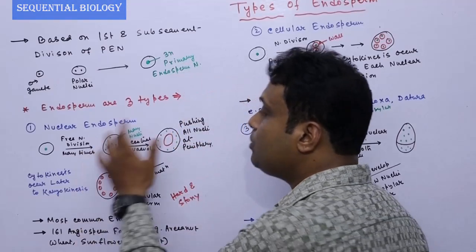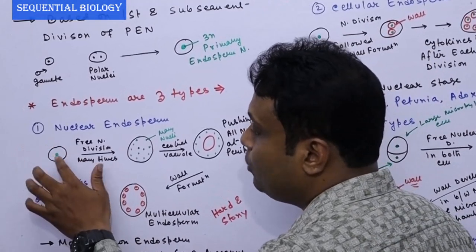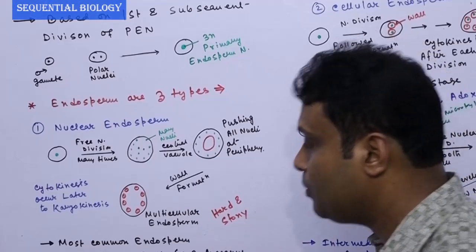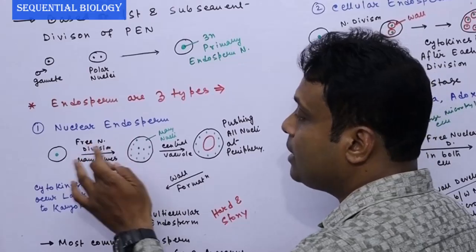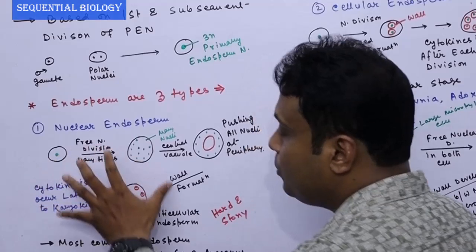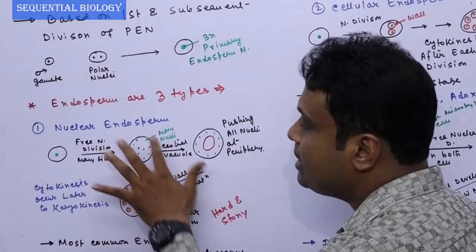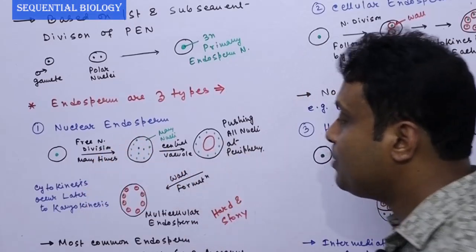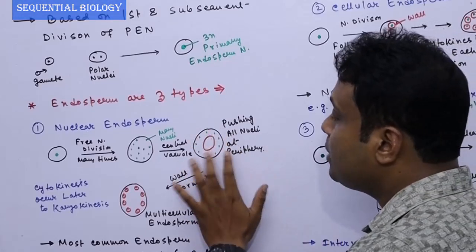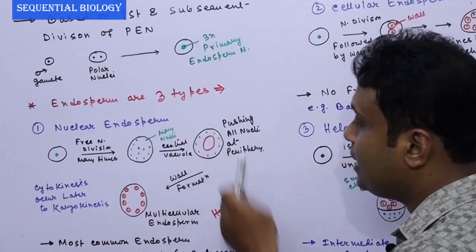Now first, the nuclear endosperm. How is this nuclear endosperm developed? Here you can see a cell which contains a triploid nucleus, and this triploid nucleus is the primary endosperm nucleus. This primary endosperm nucleus undergoes free nuclear division many times, and this forms many nuclei. After this free nuclear division, a central vacuole is formed and this pushes all the nuclei towards the periphery of the cell.